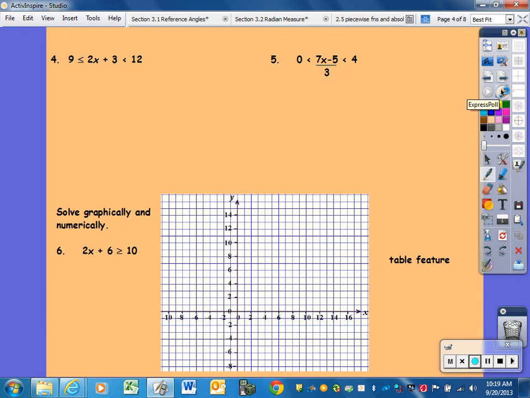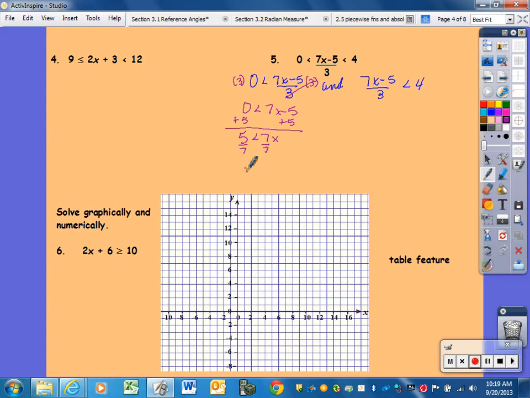Let's try number 5 because of that fraction. 0 is less than 7x minus 5 over 3, and 7x minus 5 over 3 is less than 4. Multiply both sides by 3. 0 times 3 is 0, is less than 7x minus 5. Add 5. 5 is less than 7x. Divide by 7. 5/7 is less than x. So x is greater than 5/7.